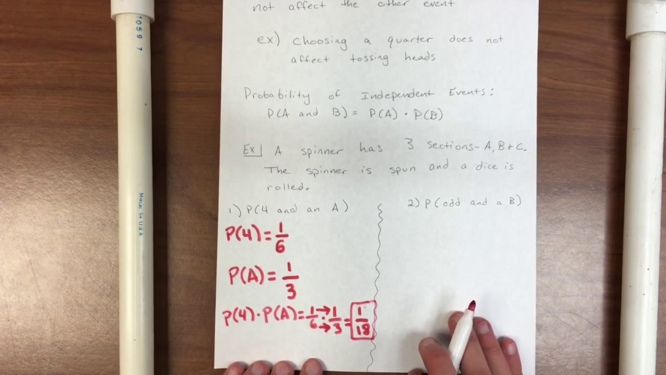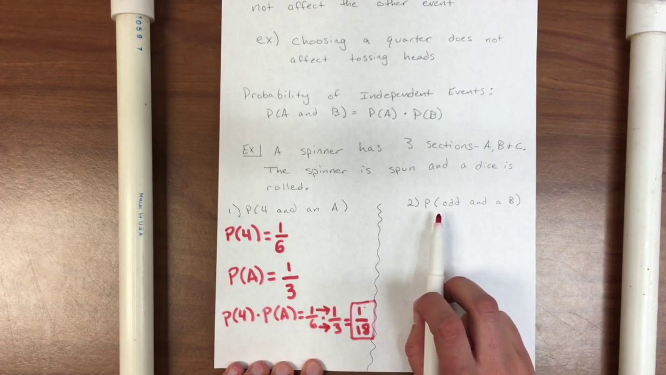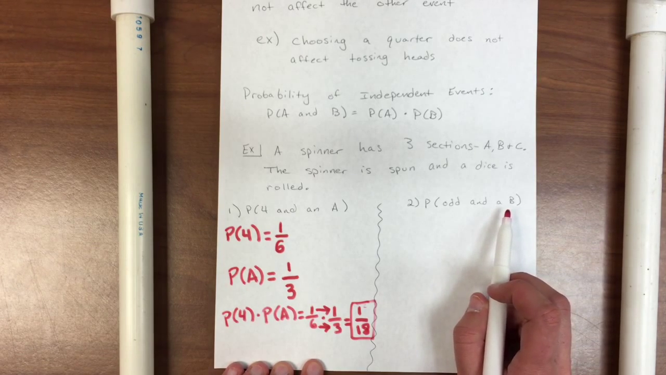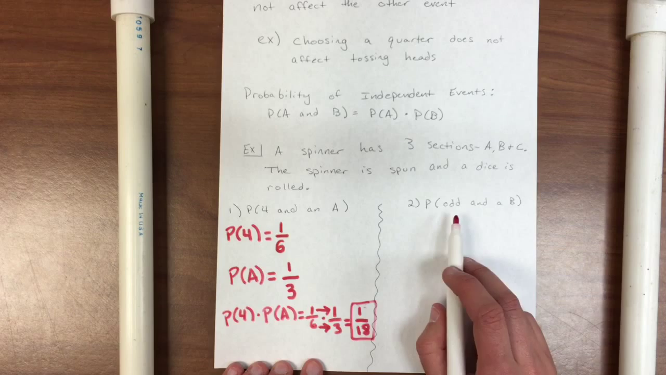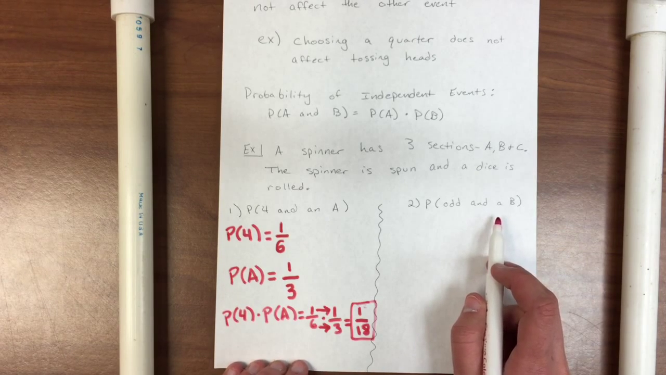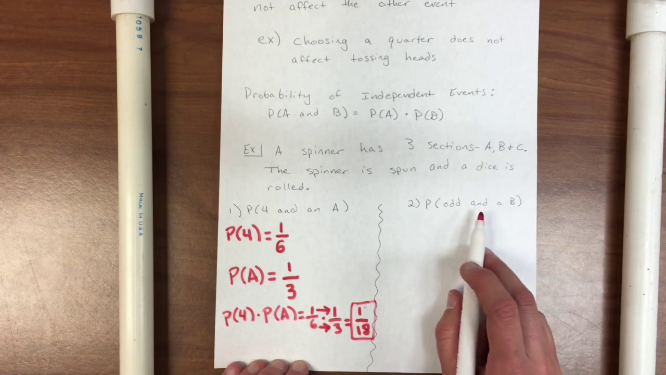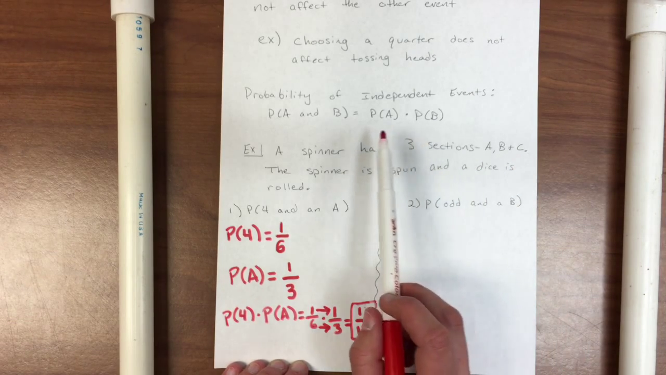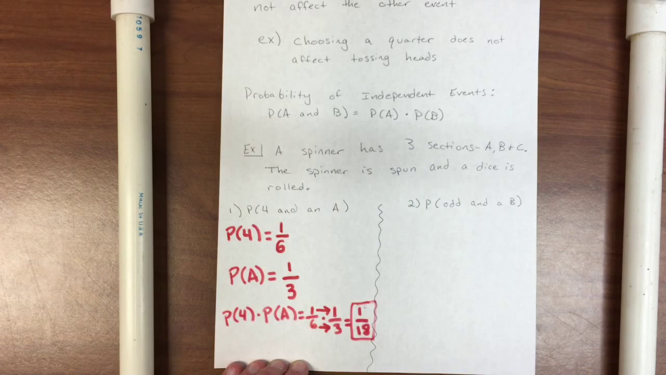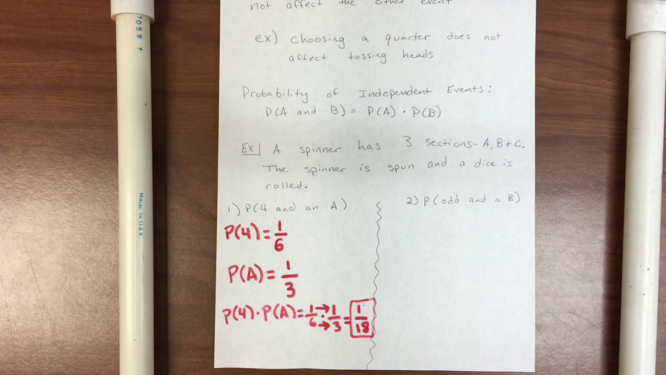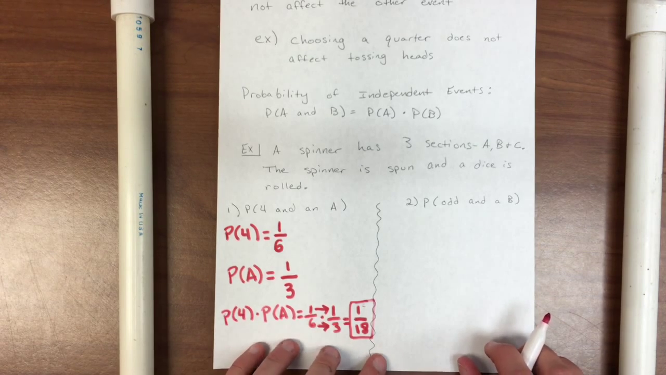All right, our next example. We want to find the probability of rolling an odd number on our dice and spinning a B on our spinner. So these are two events that aren't related, so they're going to be independent, and they're both different events, so you can go back and look at your equation to figure it out. So go ahead and try this one on your own. All right, let's see how you did.